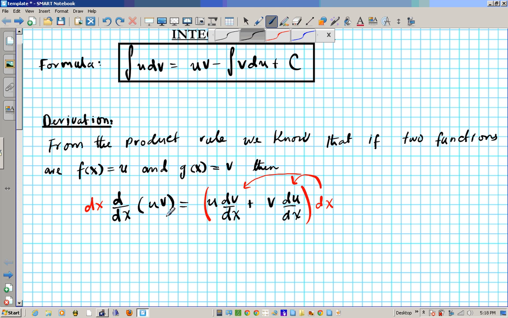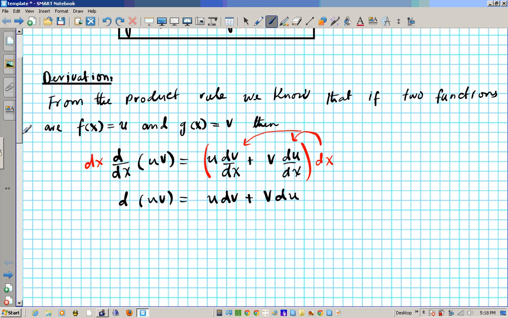So what that essentially does is it clears out the dx's at the denominator. So we're going to have d of uv equals u dv plus v du, okay? Now that we have this, I'm going to anti-differentiate both sides of my equation, alright? And then let's see what we get as a result of that.